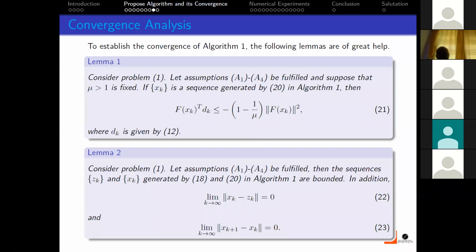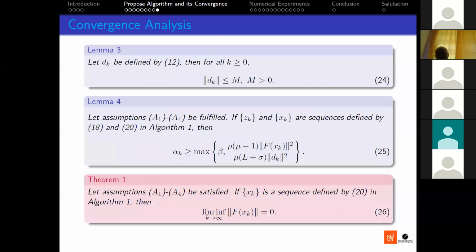The second lemma is like a summary. This is not the only thing that is going to be proved in this lemma, that the limit of xk minus zk is 0. Also in this lemma, you can show that the sequence xk is bounded, the sequence f of xk is bounded, and the sequence f of zk is bounded. And all these are also useful in showing the main theorem.